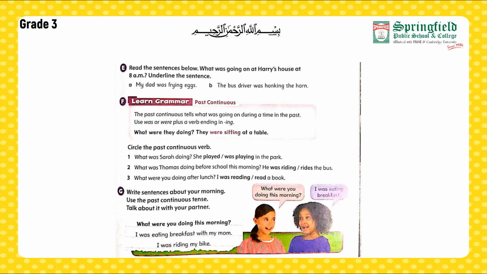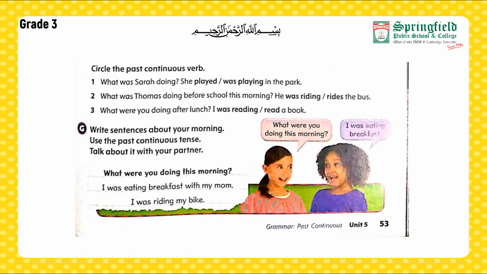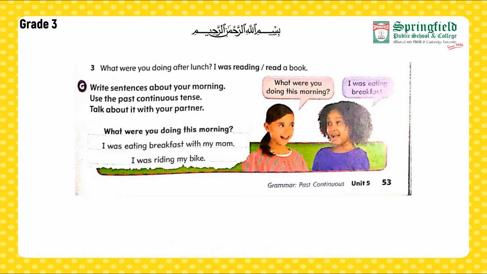Moving towards Part G. Write sentences about your morning. Use the past continuous tense. Talk about it with your partner. What were you doing this morning? I was eating breakfast. Now, what were you doing this morning? I was eating breakfast with my mom. I was riding my bike. I was doing exercise. In this way, you have to write what were you doing this morning and discuss it with your family members.